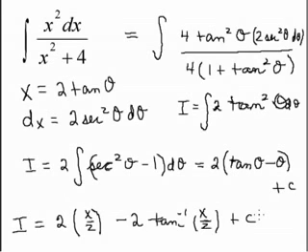Tangent squared theta d theta can be written as secant squared minus 1 d theta. So our integral becomes 2 times the integral of secant squared, which is tangent of theta, minus the integral of 2 d theta, which is 2 theta, plus a constant. And our final answer agrees with the same answer we would have gotten using division. The integral is 2 times x over 2, which is just x, minus 2 arctangent x over 2 plus a constant.